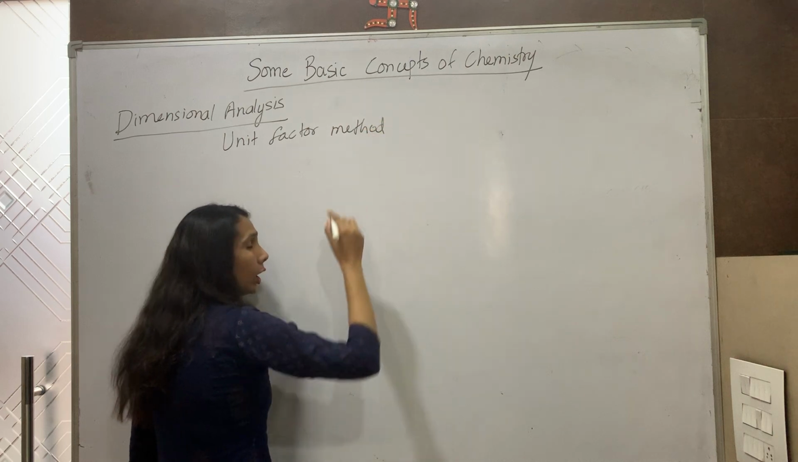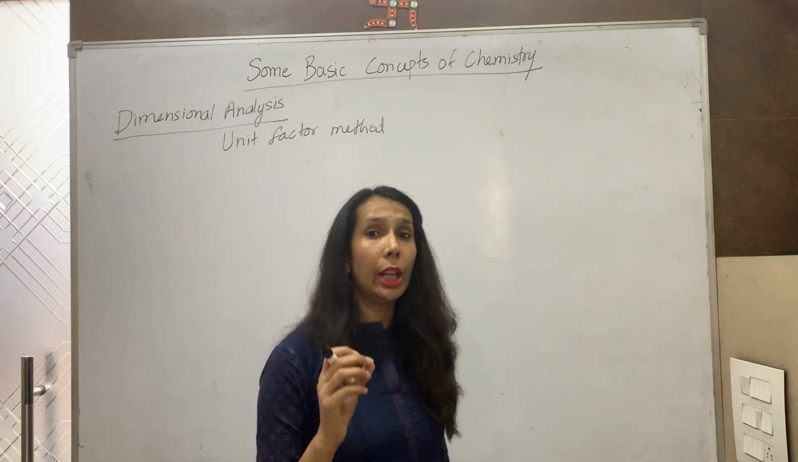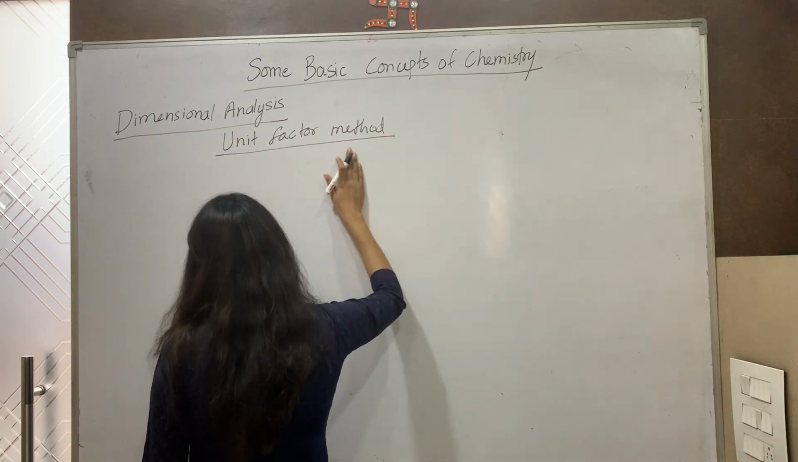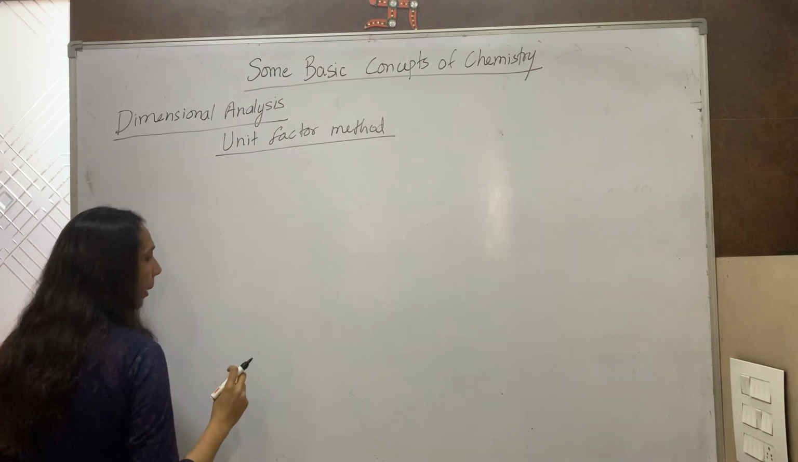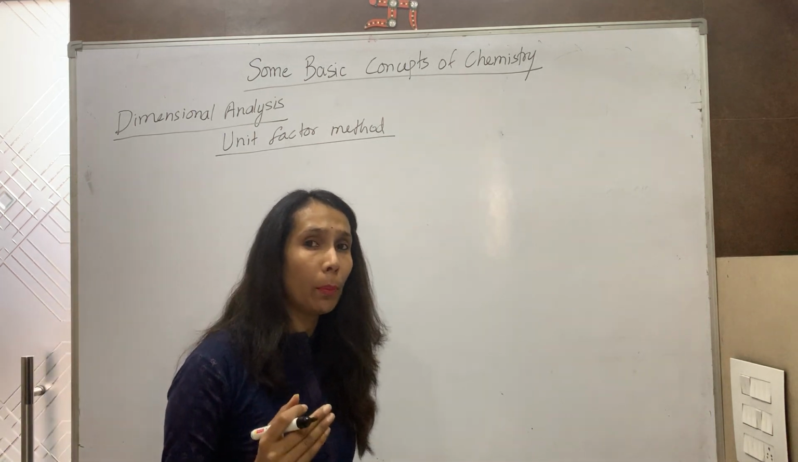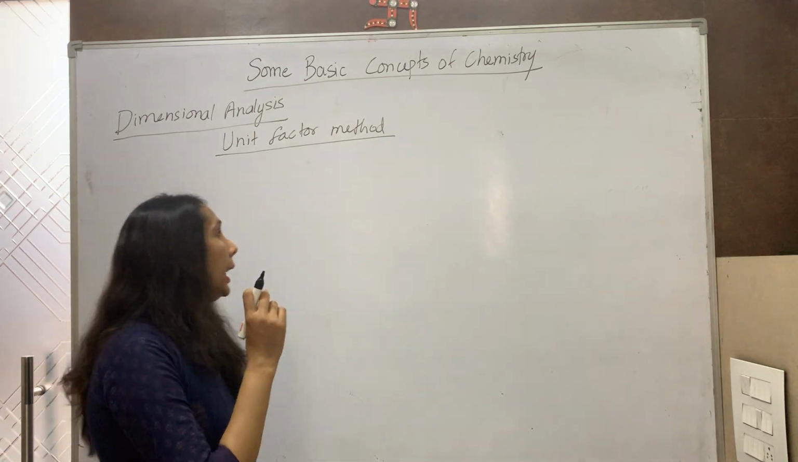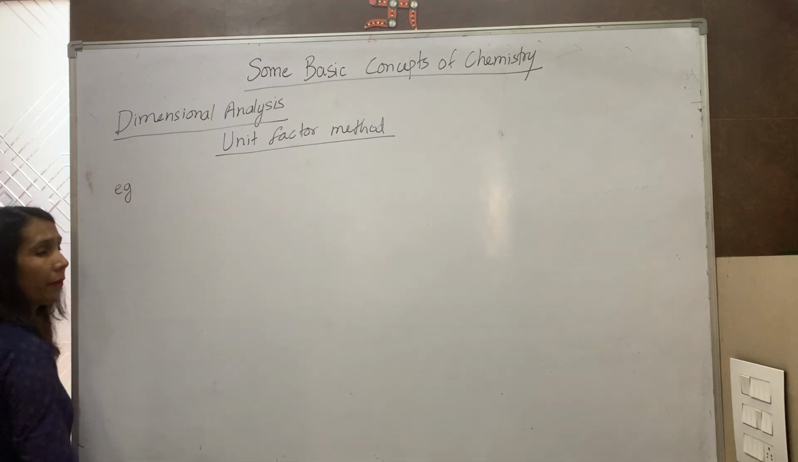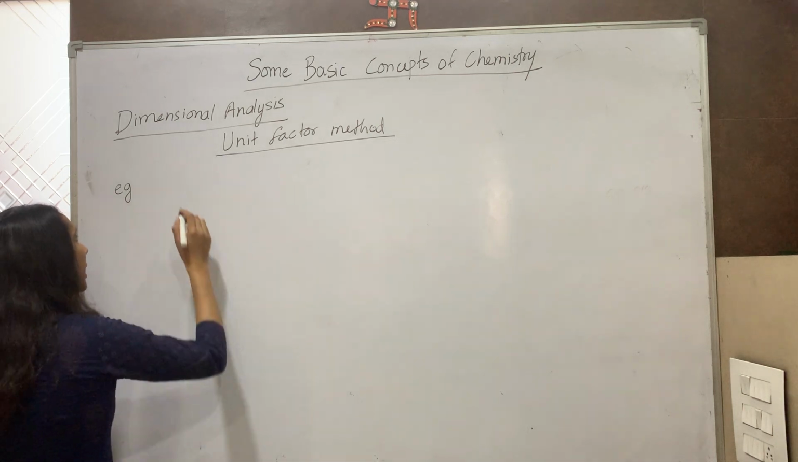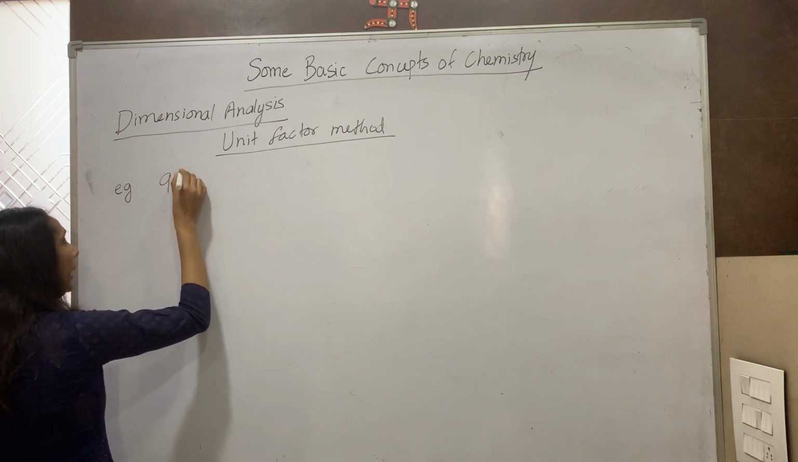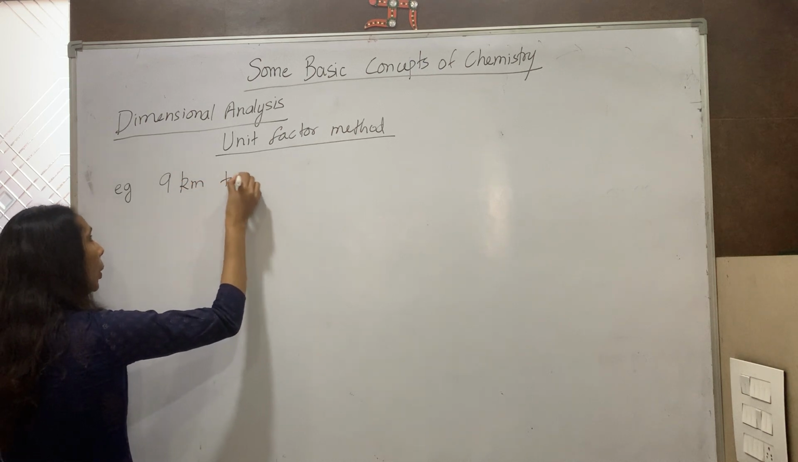That will help us to convert one unit into other. Now, unit factor method, we will be starting with a very simple example, and then every step we will go to the more complex examples. Let us start with an example in which I am using the unit factor method. Suppose I have a simple question. I have to convert 9 kilometer to meter.